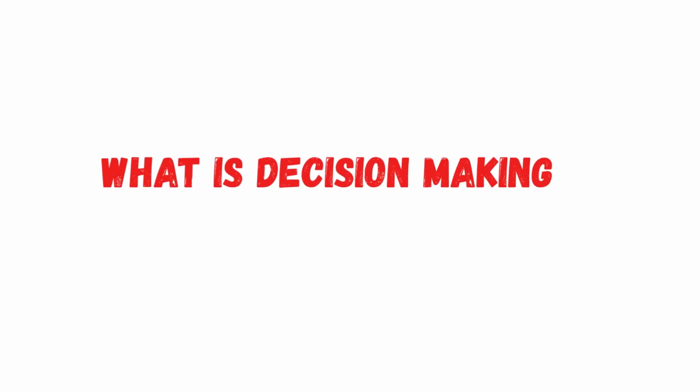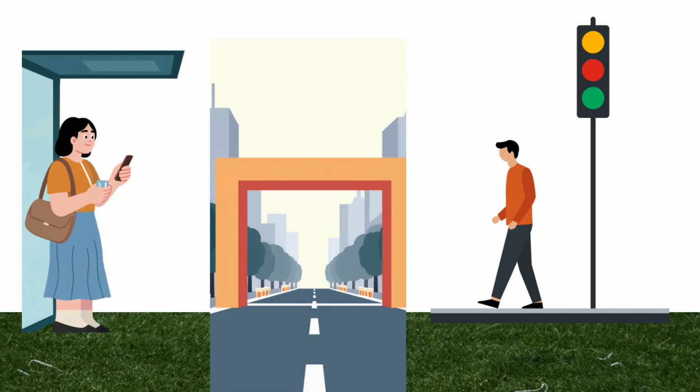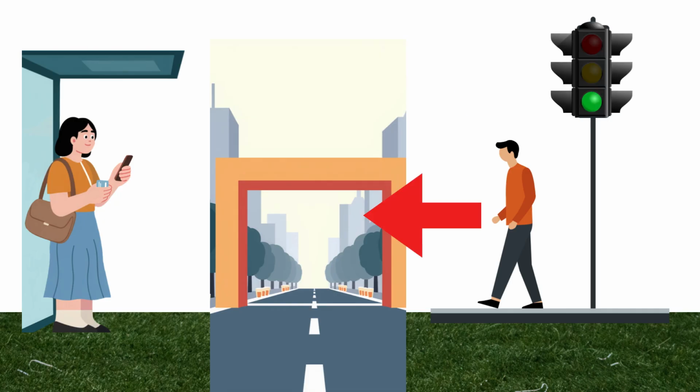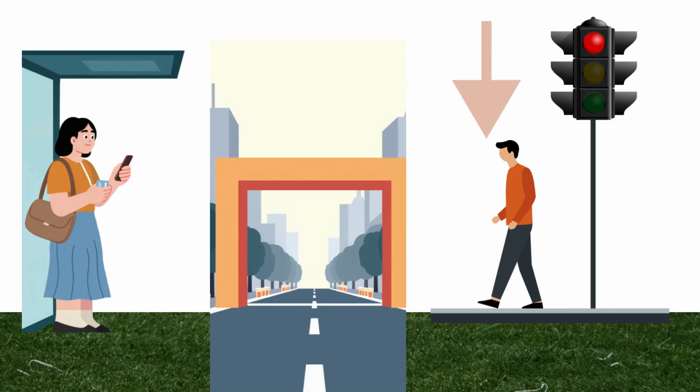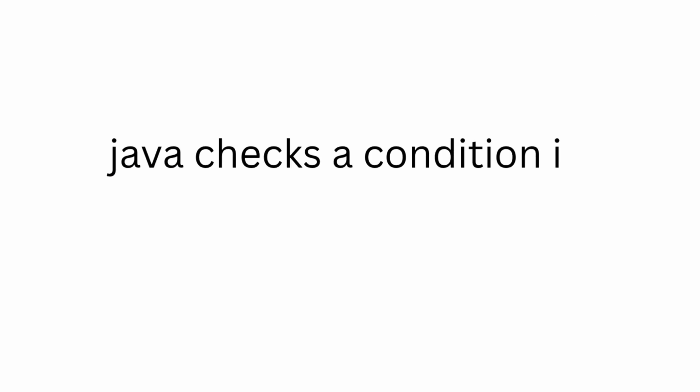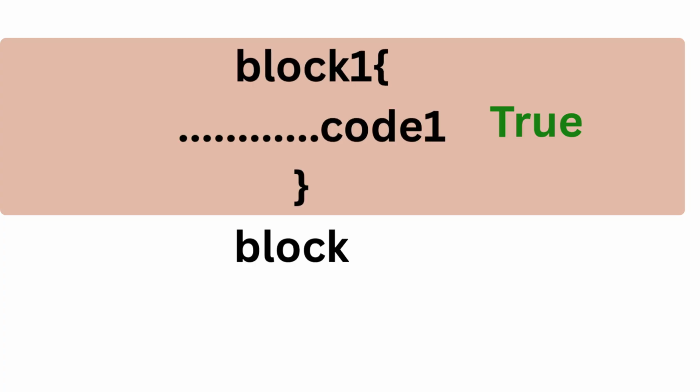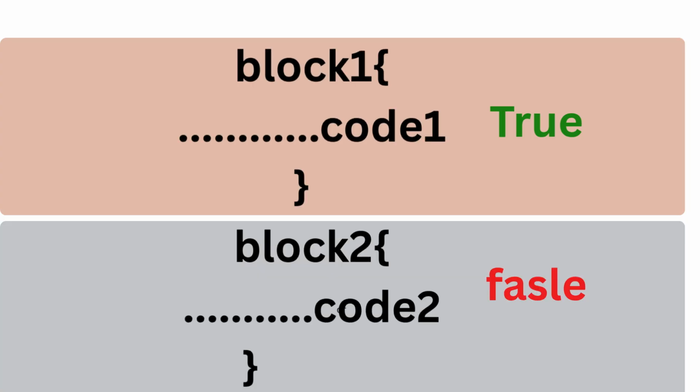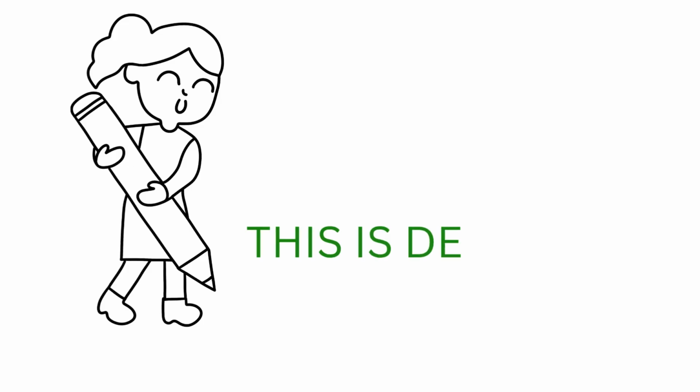So let's get started. What is decision making? Imagine you are standing at a traffic signal. If the light is green, you move. If the light is red, you stop. Here your action depends upon a condition. Programming works exactly the same way. A Java program checks whether the condition is true or false. If the condition is true, it executes one block. If the condition is false, another block executes. This process is called decision making.